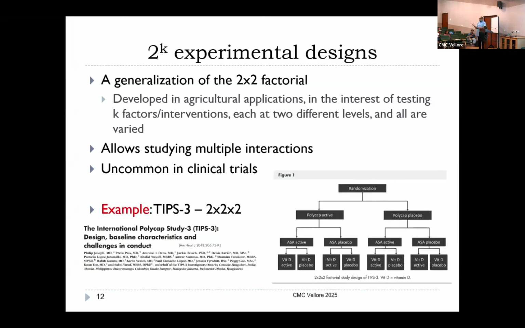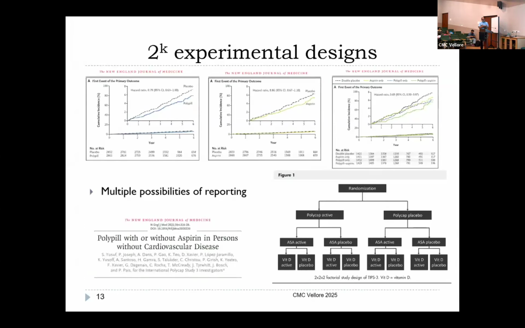So they're expecting to be able to answer 3 questions. Does vitamin D work? Yes or no? Does aspirin work? Yes or no? Does the polycap work? Yes or no? 3 questions in the same people if there is no interaction. And so some people do them. They're not very commonly done. But at our institute, the former director, Salim Yusuf, likes to do factorial designs. And then there are multiple possibilities of reporting this. And they reported the, let's see if I remember correctly, which ones are these graphs here.